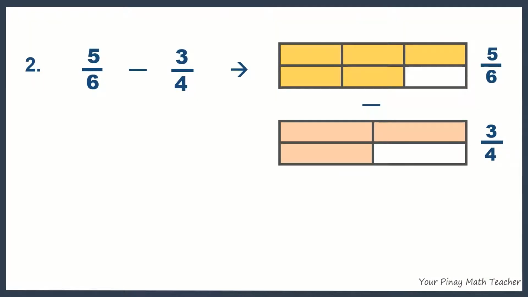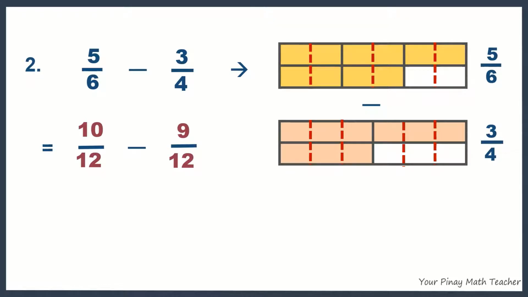Number 2: 5/6 minus 3/4. In the first figure, we divide each part into halves, and in the second figure, we divide each part into thirds. Both figures have 12 equal parts. So 5/6 can be renamed as 10 out of 12, while 3/4 can be renamed as 9 out of 12.